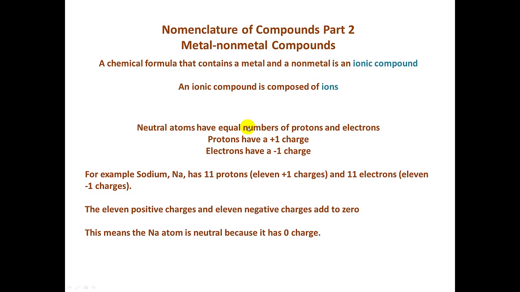Up to now, we've been talking about neutral atoms. Protons have a positive 1 charge, electrons have a negative 1 charge. The sodium atom has 11 protons and 11 electrons. So that means 11 positive charges and 11 negative charges. These add up to 0. So that means the sodium atom is neutral because it has a net charge of 0.